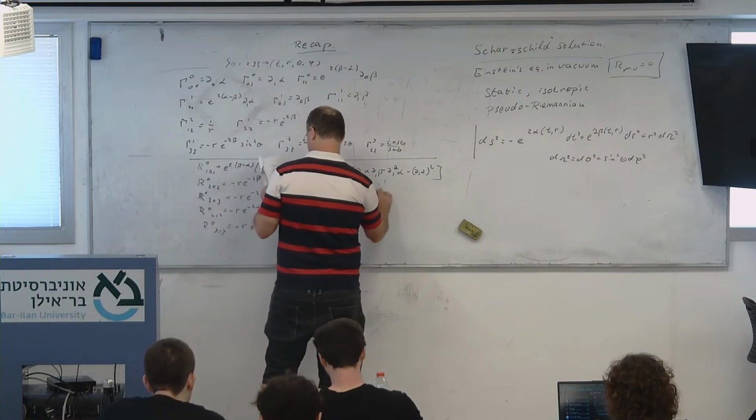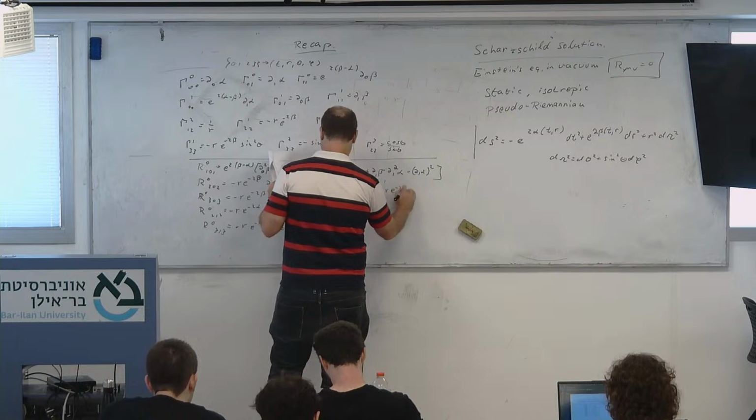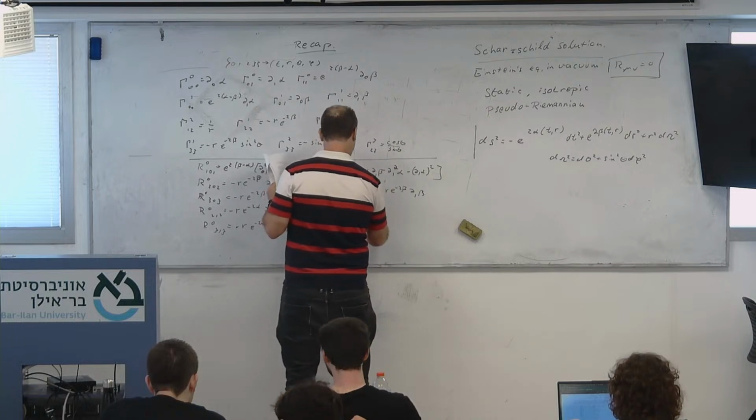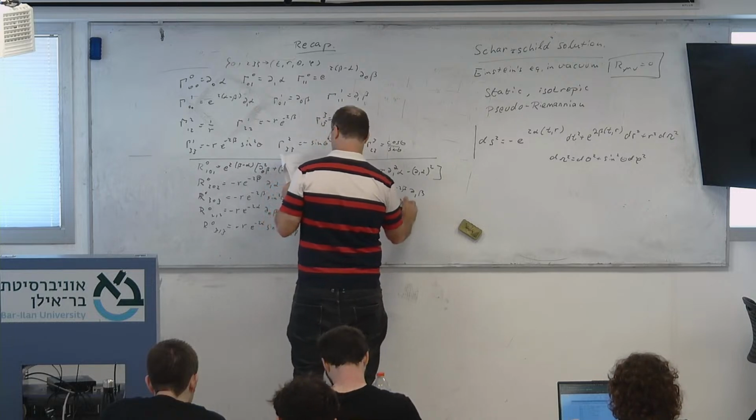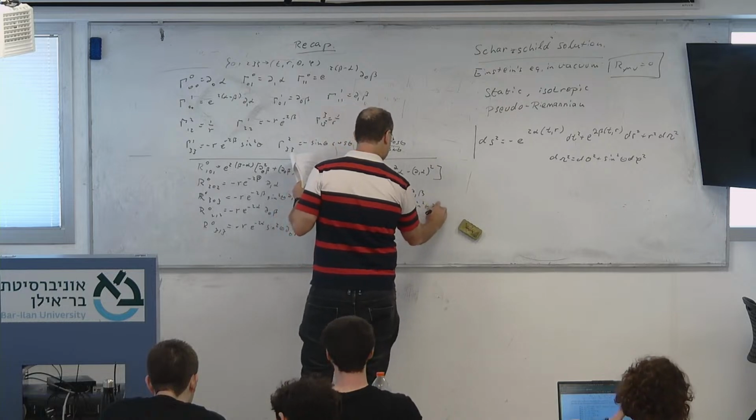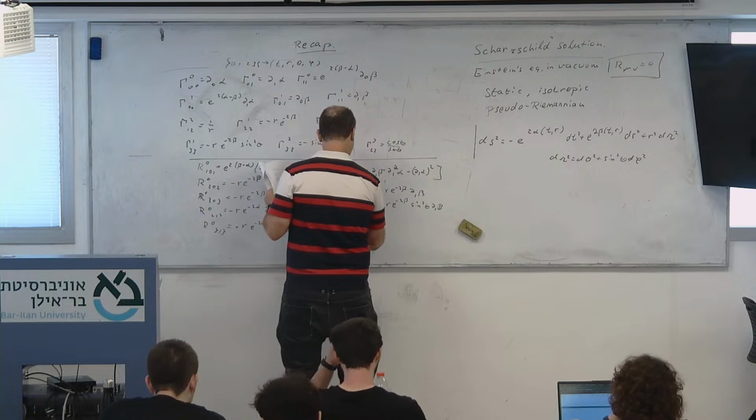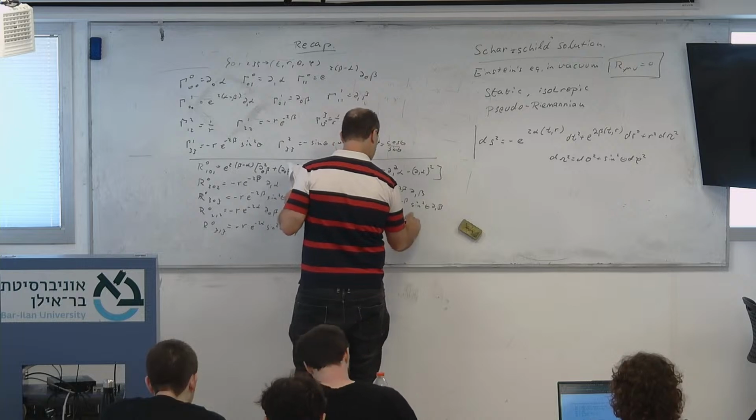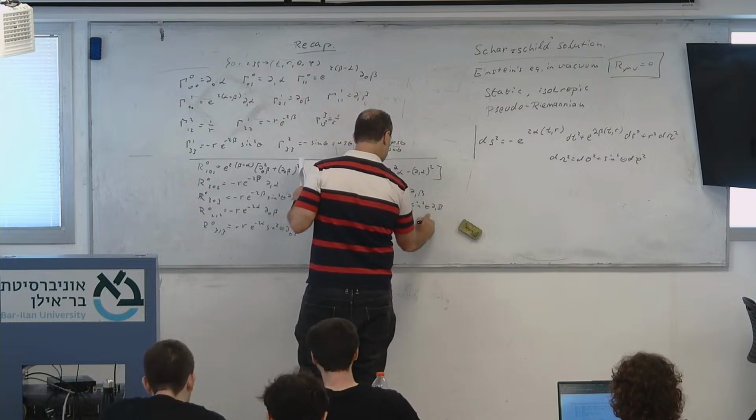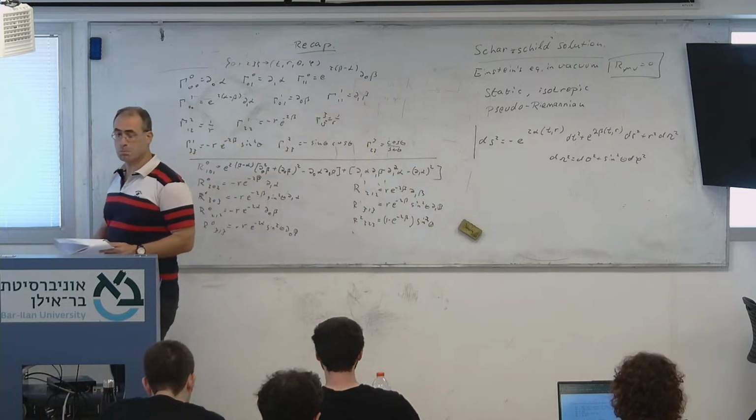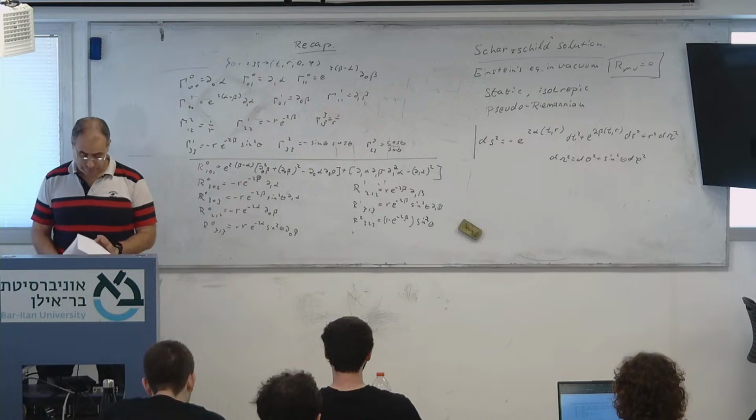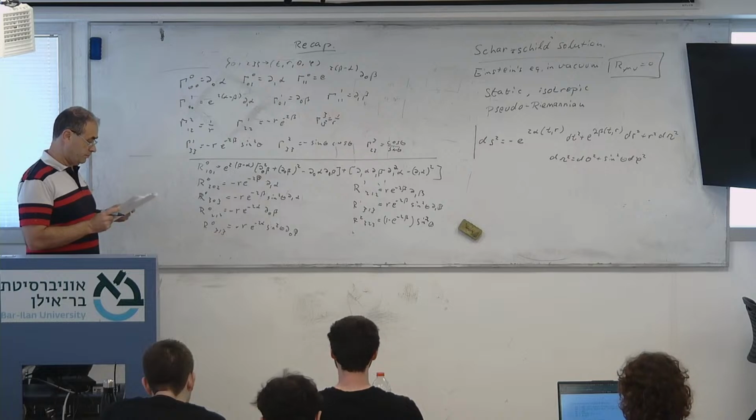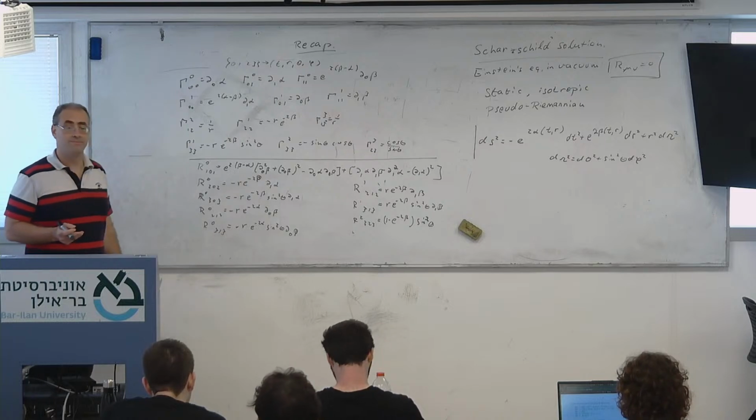R 1,2,1,2 is r e to the minus 2 beta d1 beta. R 1,3,1,3 is r e to the minus 2 beta sine squared theta d1 beta, and R 2,3,2,3 is 1 minus e to the minus 2 beta, times sine squared theta. Okay, that's what we got.